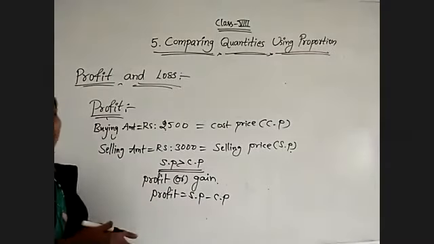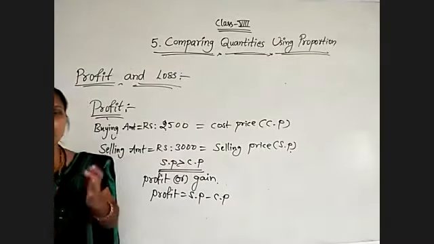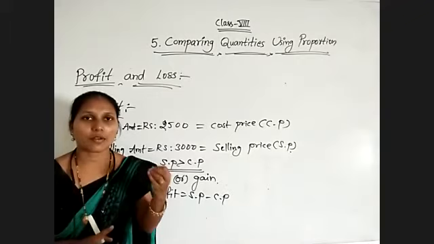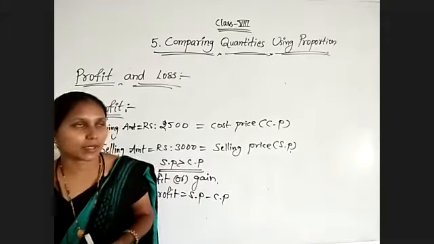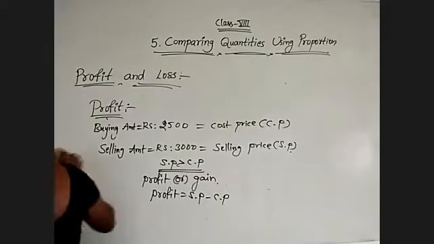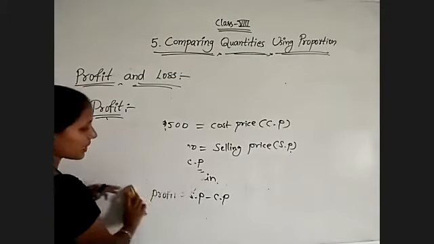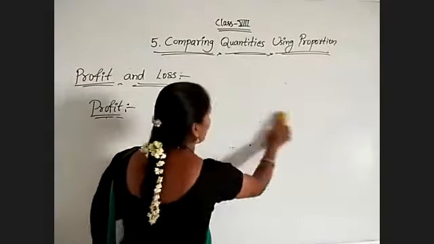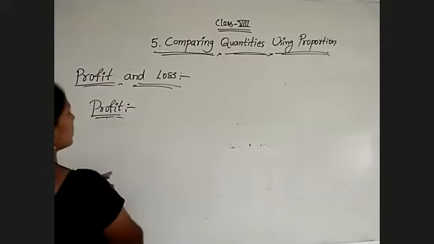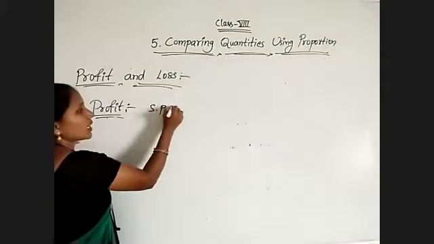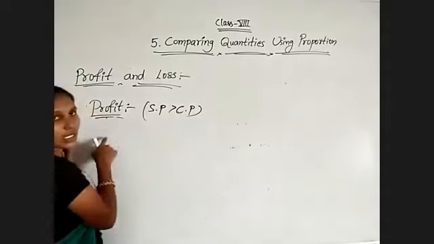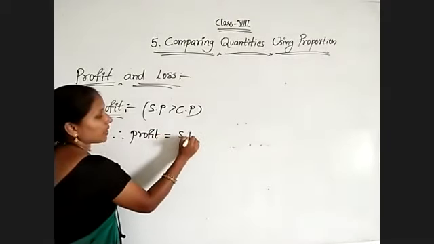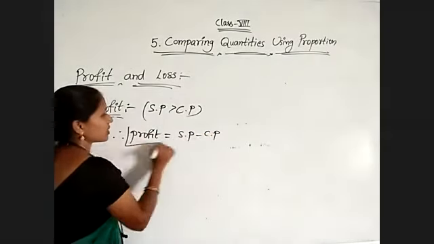And depending on this, we have several formulas. So remember, if SP is more, we are getting the profit or gain, and it is given by profit is equal to SP minus CP. Now I will give you the different formulas. Whenever SP is more than CP, we are getting the profit. So profit is equal to SP minus CP. This is my first formula, the basic formula.